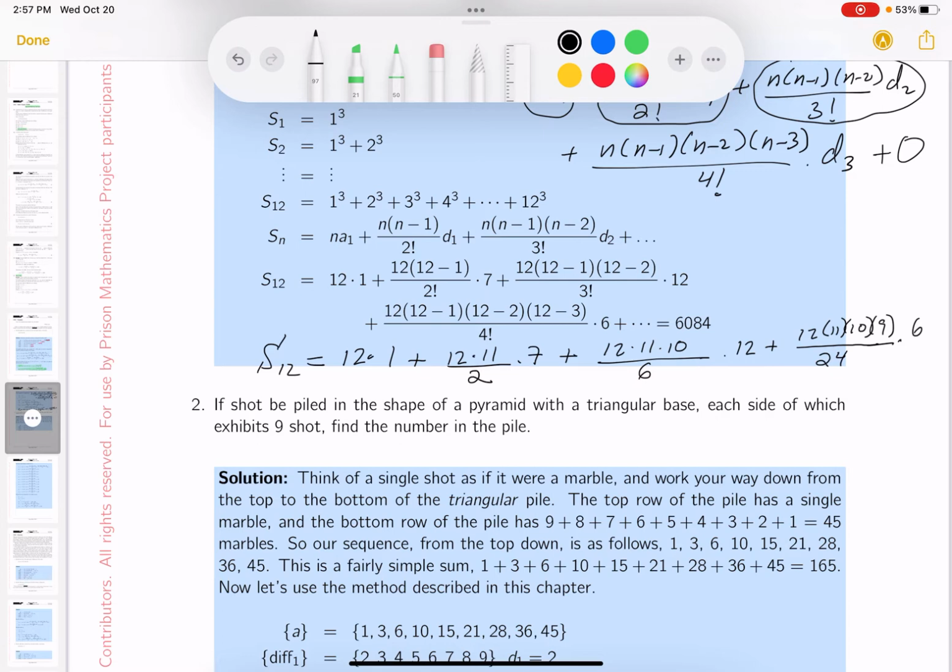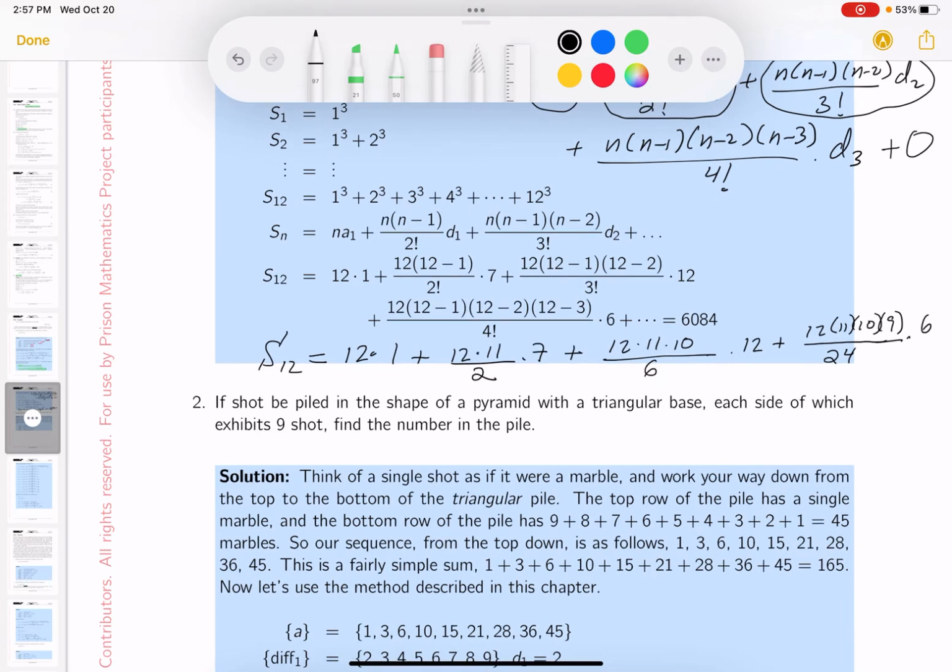Let me do my arithmetic. It's more of the problems I have to do. So let's take a look. S12. 12. That's the first term. It's going to be tough, right? 6 times 77. 6 times 7, that's 420. And 42. That's going to be 462.